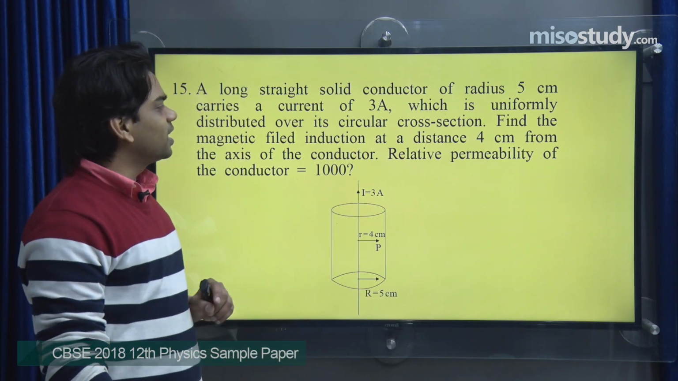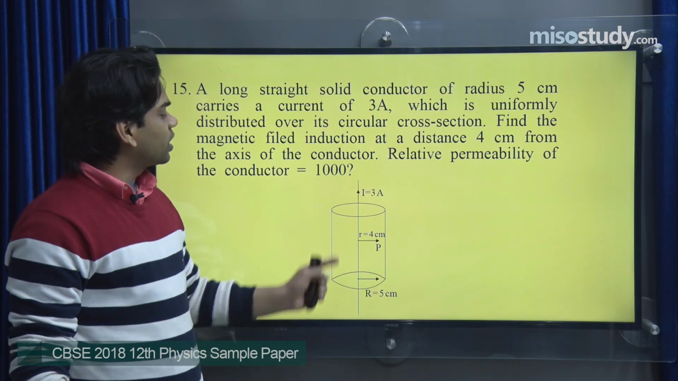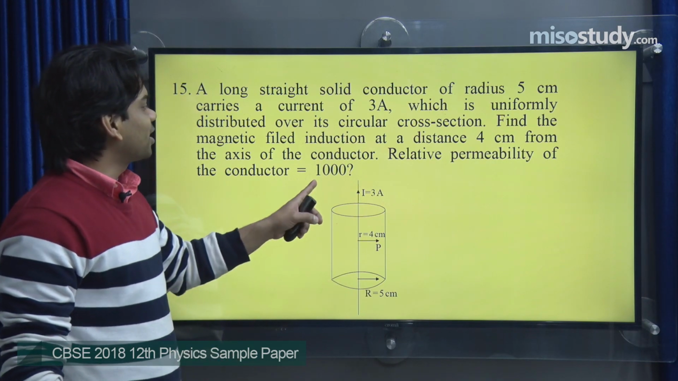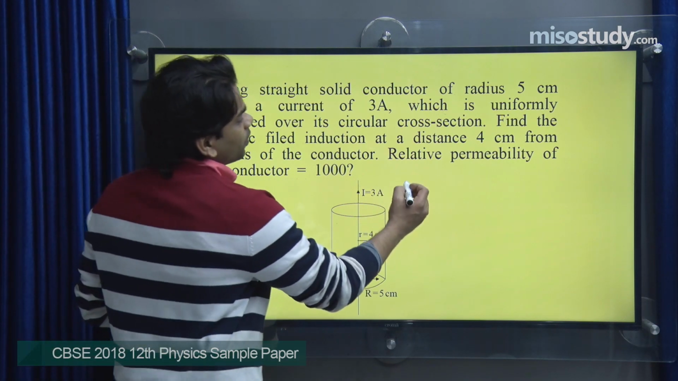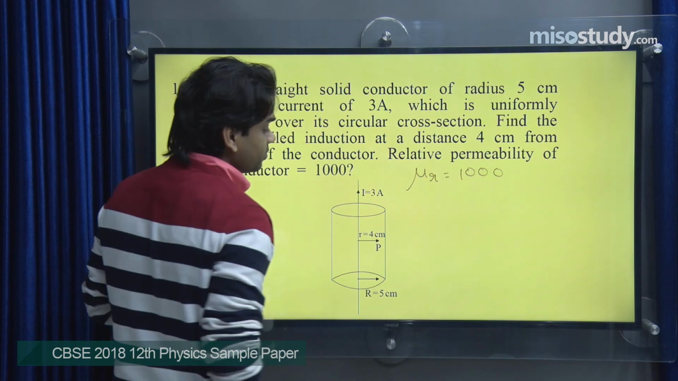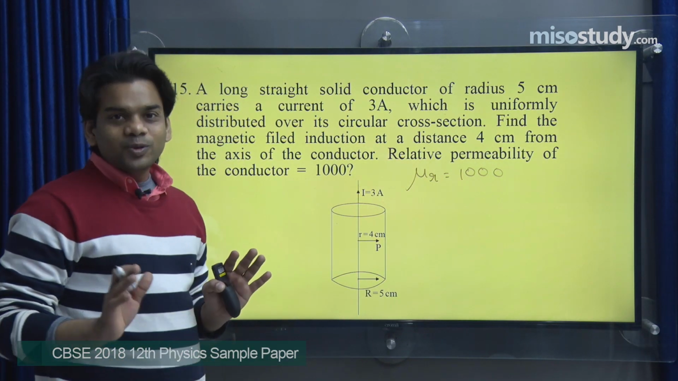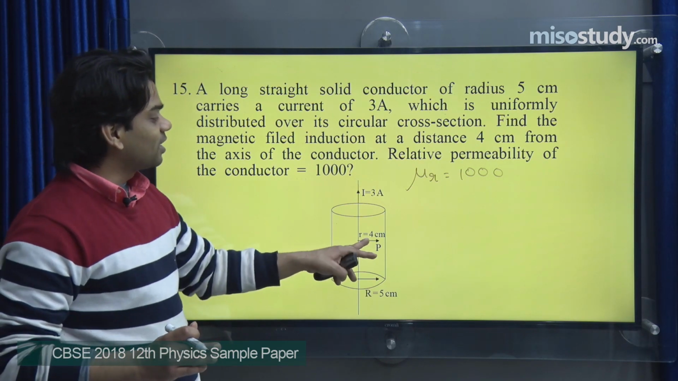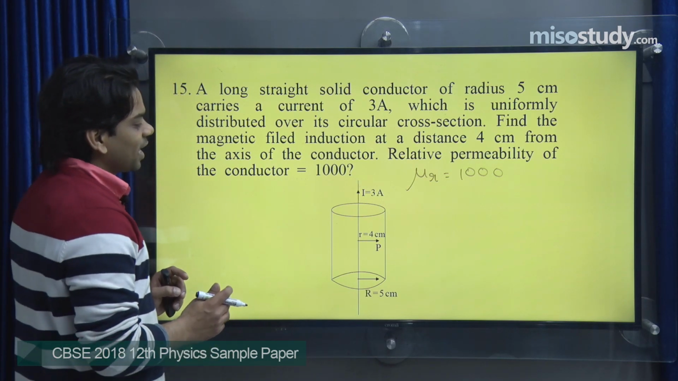Find the magnetic field induction at a distance of 4 cm from the axis of the conductor. We want to find here the magnetic field induction. Relative permeability of the conductor is equal to 1000. That is also given, that is, we are provided with relative permeability mu r is equal to 1000. Current 3 ampere is uniformly distributed. Now, since current is uniformly distributed, we want to find out magnetic field induction at this distance of 4 cm from the central axis.